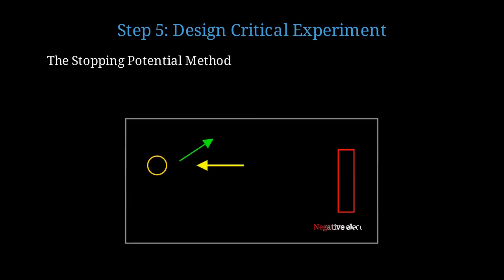Step 5. Design an experiment that definitively separates frequency effects from intensity effects. This is the stopping potential experiment. We apply a reverse voltage to stop the most energetic electrons. The stopping potential V sub S tells us the maximum kinetic energy of electrons. We make the collecting electrode negative. Electrons must overcome this repulsive potential. At stopping potential, even the fastest electrons can't reach the collector, so current drops to 0.